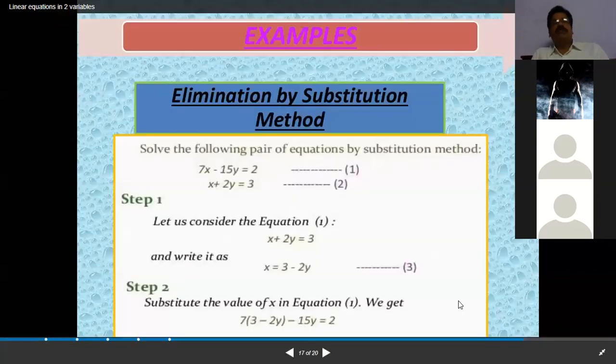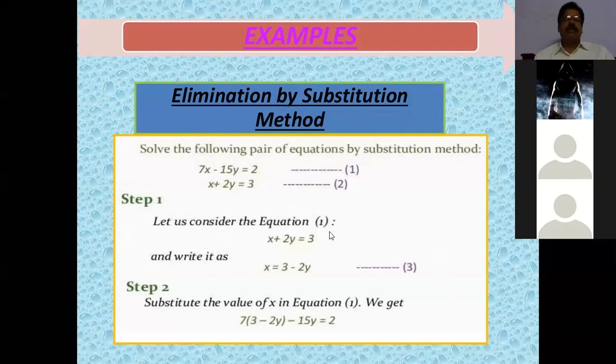Okay, now we are going for examples. You have one example for the substitution method. Solve the following pair of linear equations by the substitution method: 7x minus 15y equal to 2, x plus 2y equal to 3. Let's consider equation 2 and write it as x equal to 3 minus 2y. Step 2, substitute the value of x in equation 1: 7 of 3 minus 2y minus 15y equal to 2.